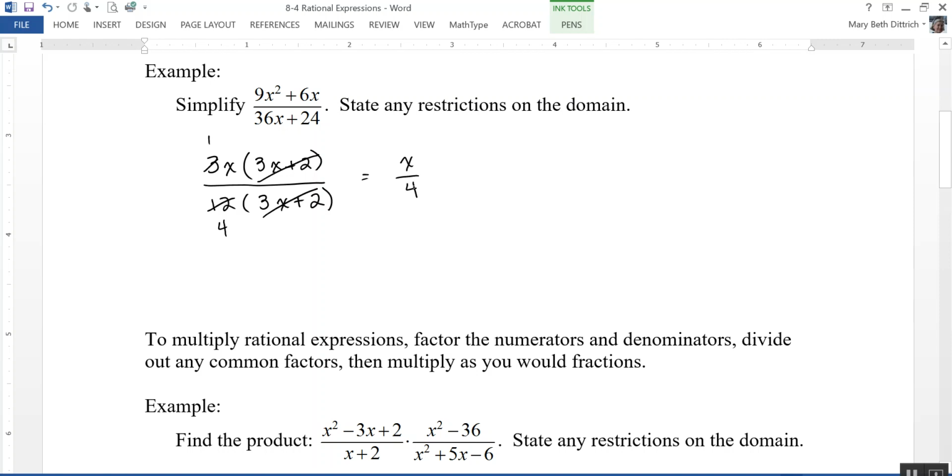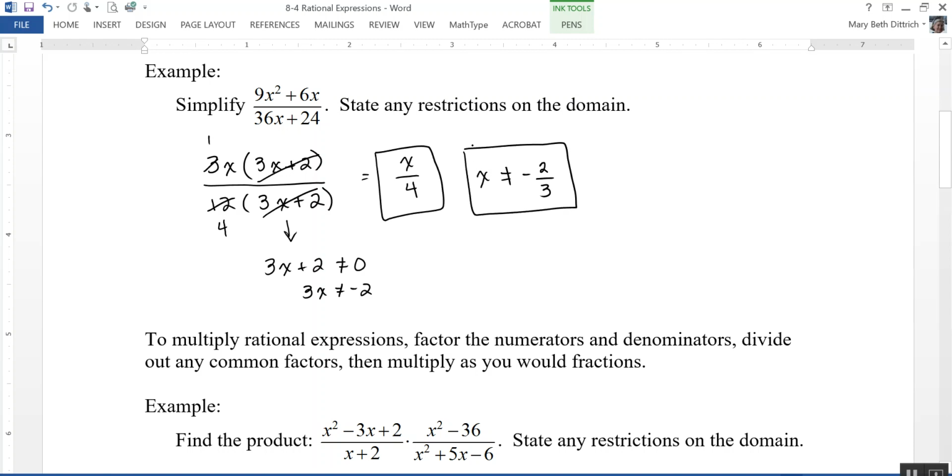That's the simplified rational expression, but I need to go back to my original denominator and set that equal to 0. So don't worry about the 12, but 3x plus 2 cannot equal 0. So 3x cannot equal negative 2, so x cannot equal negative 2/3. That would be my restriction on the domain. So, the simplified expression and the excluded value.